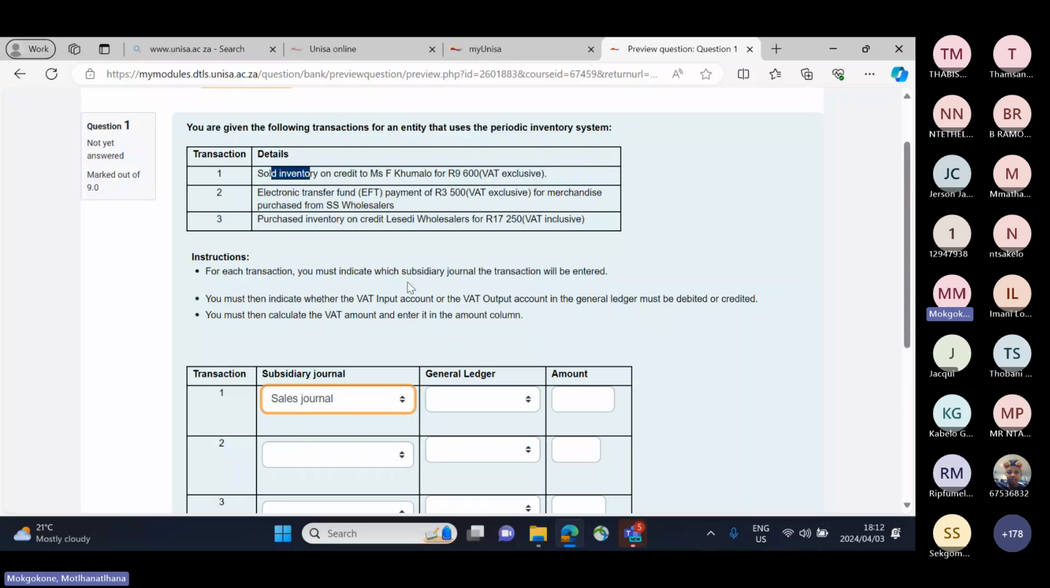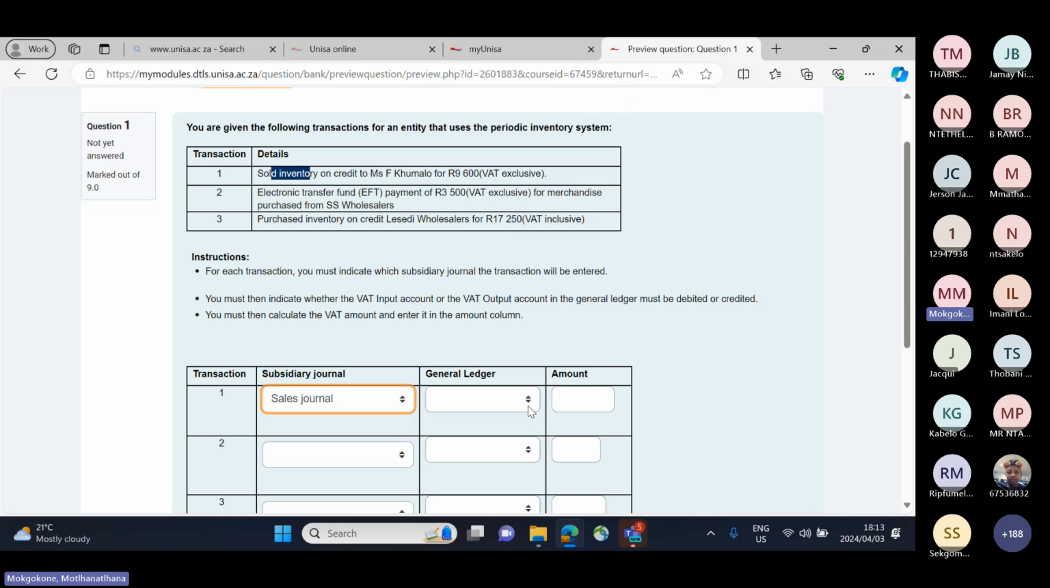The second instruction says you must indicate whether the VAT input or VAT output account in the general ledger must be debited or credited. You must tell us whether it's VAT input or VAT output, and if it's VAT input, whether you debit or credit it. If it's VAT output, vice versa. Because here we sold, remember we asked, what is VAT output? You must ask yourself the difference between VAT input and VAT output.